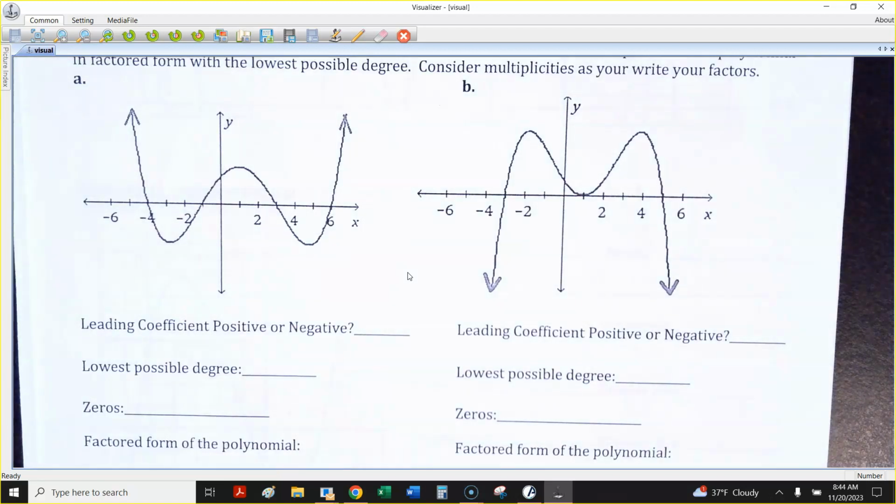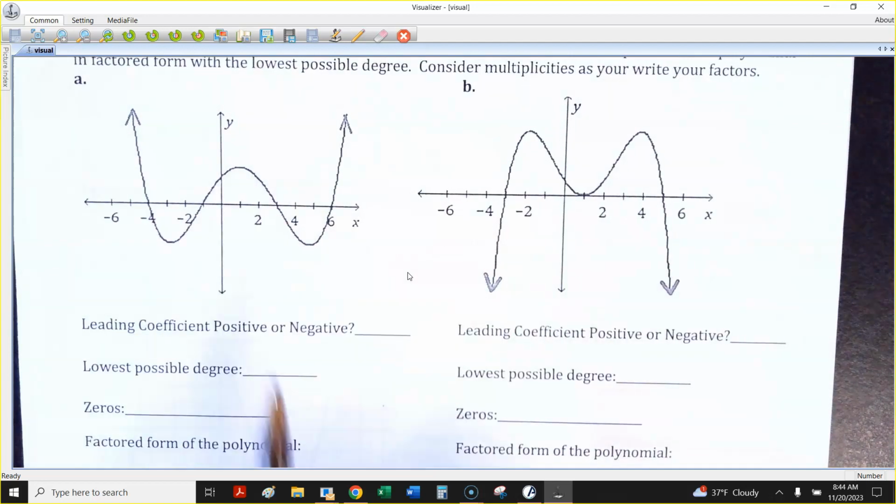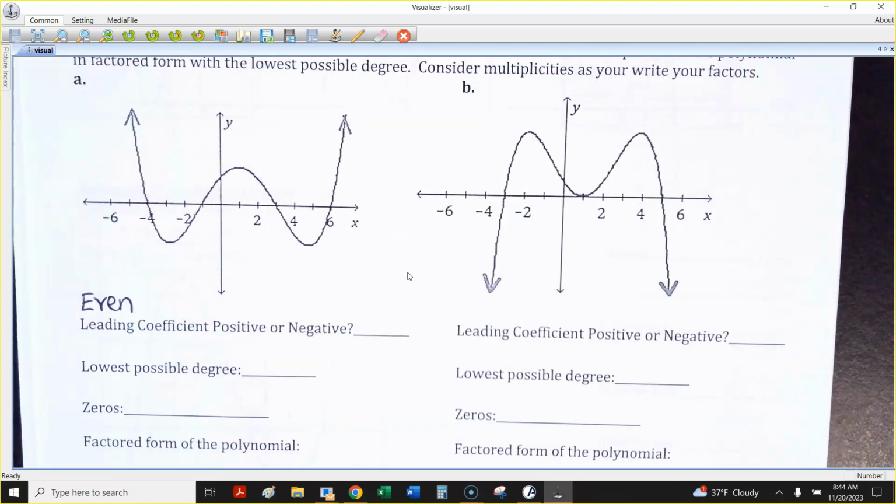If I look at this graph, is this one odd or even? I know I don't usually ask that, but even. So I'm just going to add that to the top. This is even. Okay, now, is the leading coefficient here positive or negative?